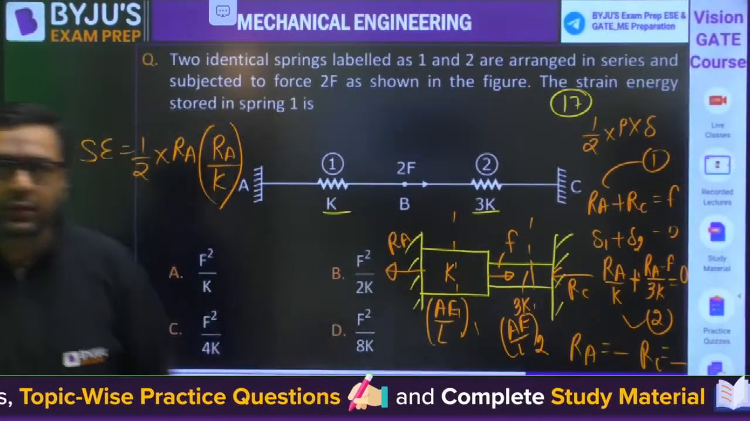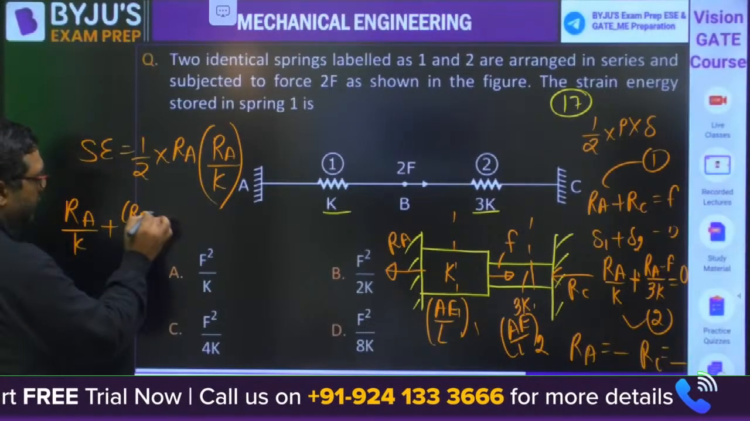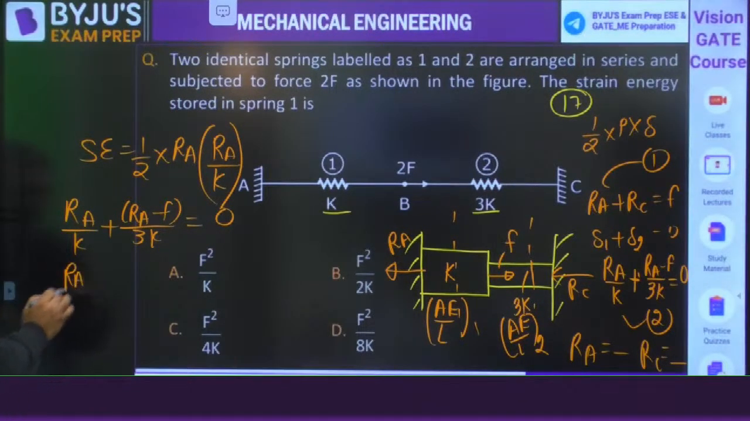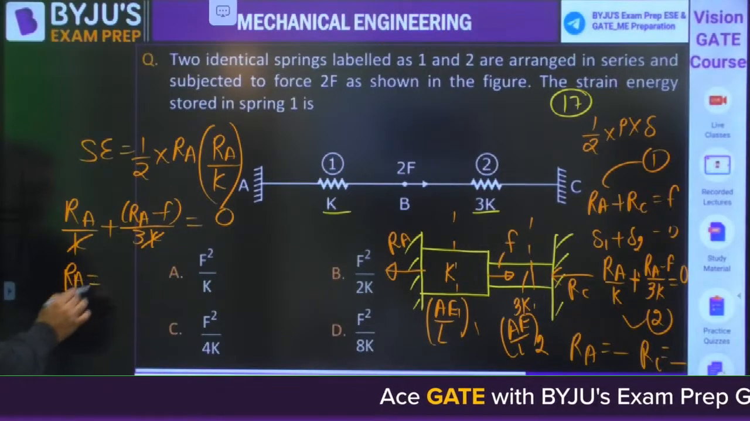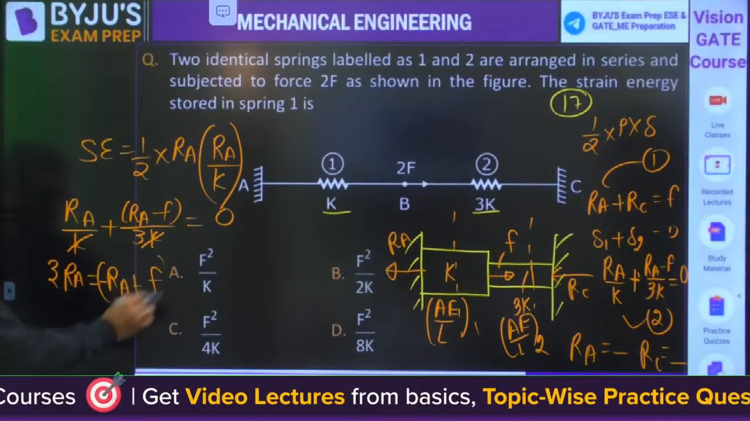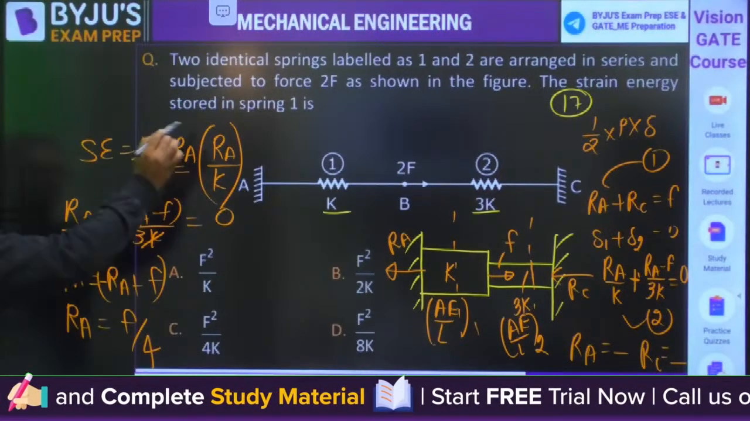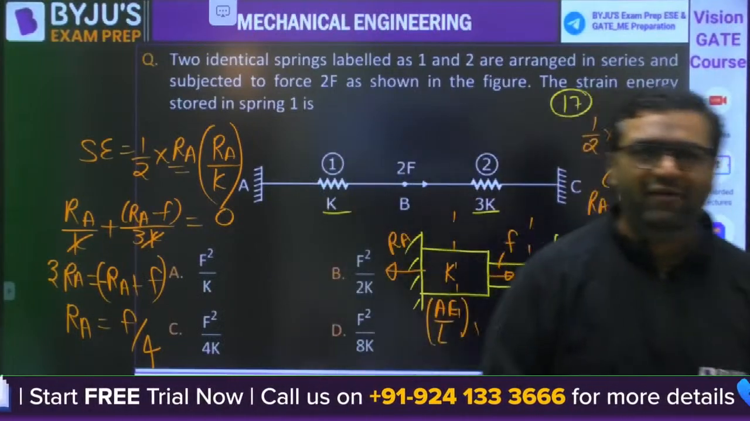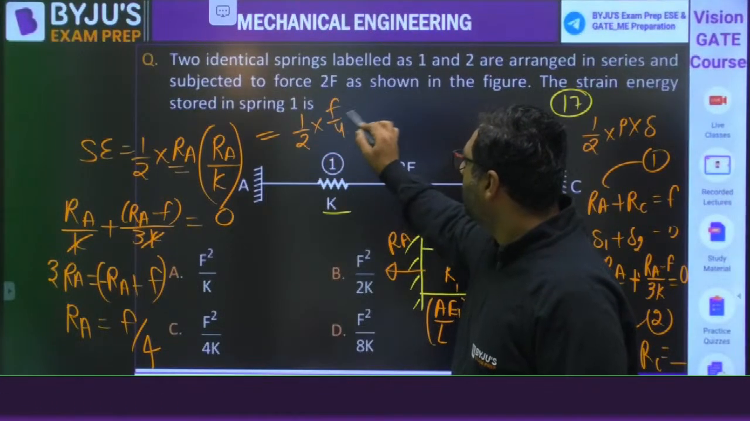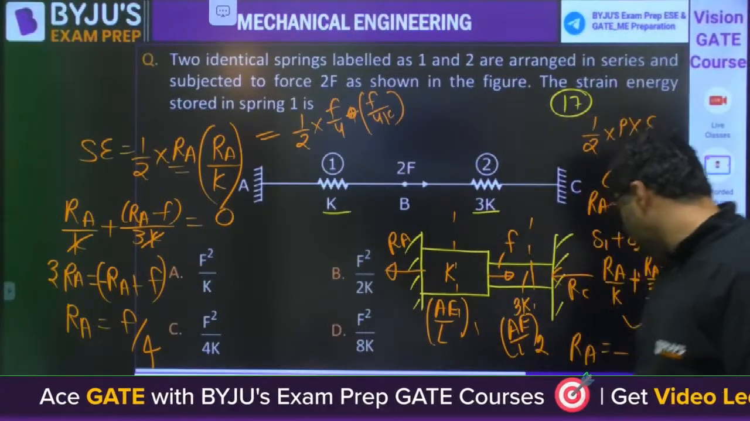Okay, so I am solving it for you. RA by K plus RA minus F upon 3K will be equal to 0. This will give you the value of RA. K will get cancelled out. RA is equal to RA minus F, so it is becoming minus RA plus F. So RA will be coming out to be F by 4. When you put F by 4 here, you will get the answer to be F square by 8K. Half into RA is F by 4, into F by 4K, so F square by 16K.